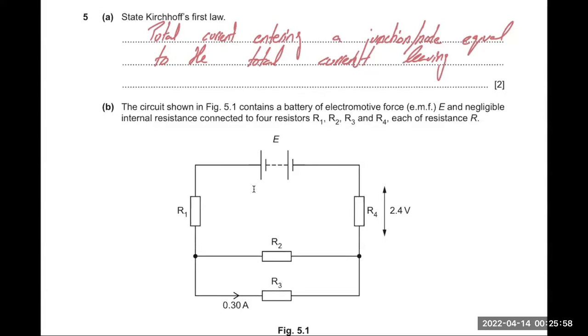Kirchhoff's voltage law is the sum of the EMFs in a closed loop is equal to the sum of the potential drops, which follows the law of conservation of energy. Just to recap.